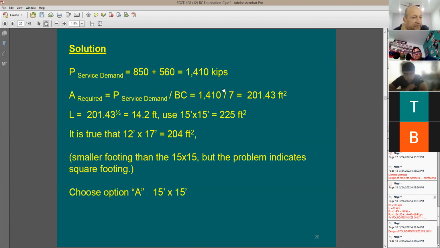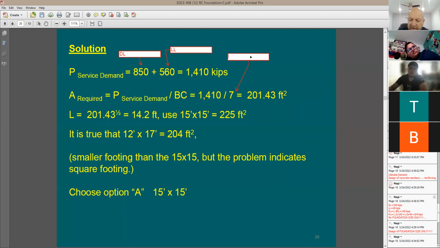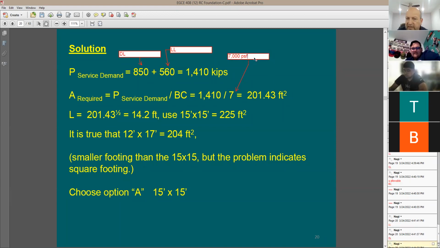So, let me look at the example. Here's the P service demand. What is this? 850. I'm going to say this 850 is the dead load given. What is the 560? I can say live load is given. Total of 1410. How much area is needed, the contact area between the footing and the soil? It's going to be 1410 divided by 7 KSF, so this is the one which is 7,000 PSF, or you can call it 7 KSF, which is the same.